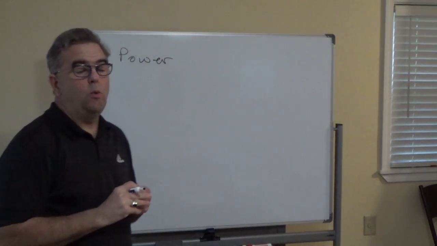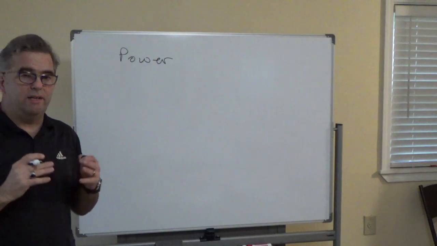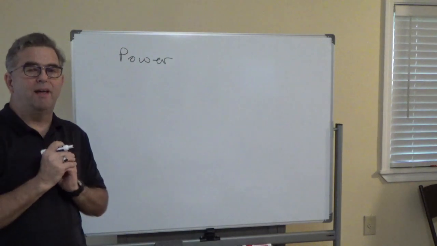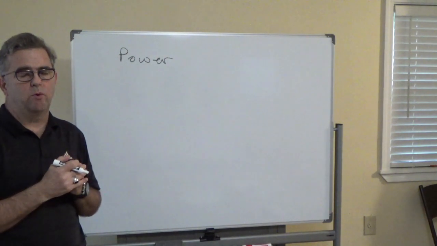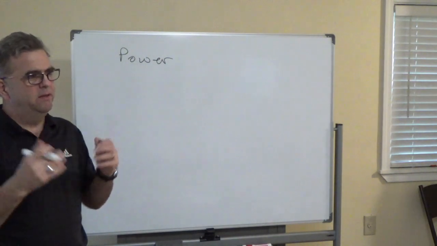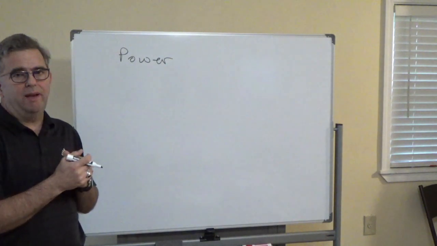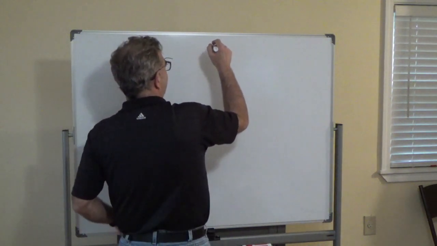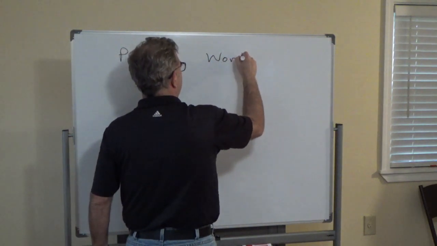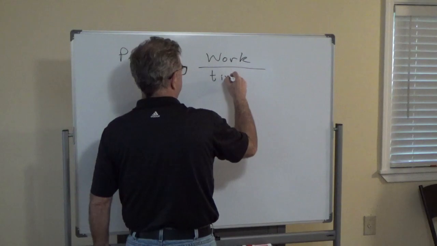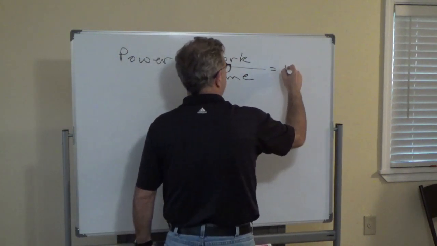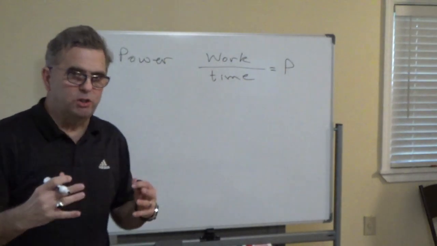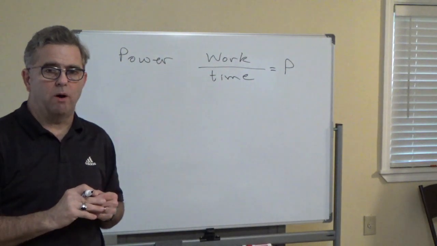Power. So what is power? Power is related to work. It is the amount of work divided by the time that it takes to do that amount of work. So it is the work divided by time. Okay? This is equal to P for power. Okay? So it's not how much work you did, it's how fast you did the work.